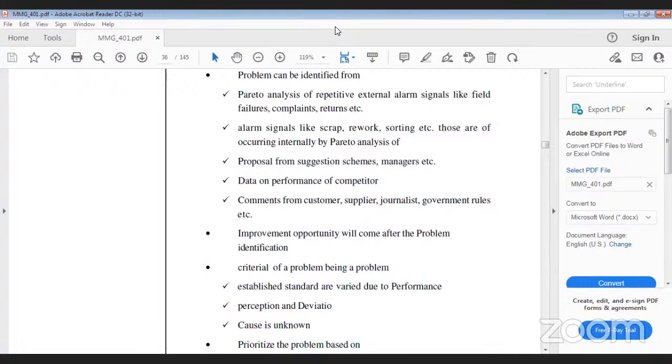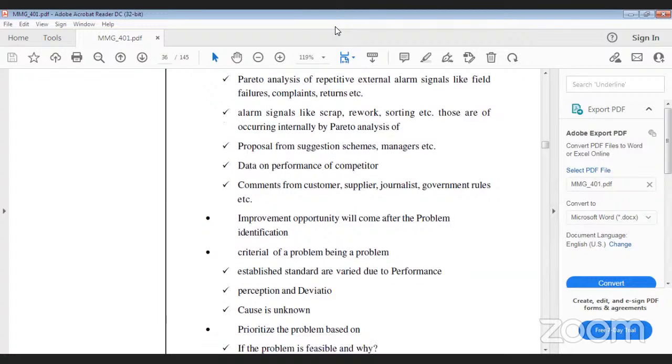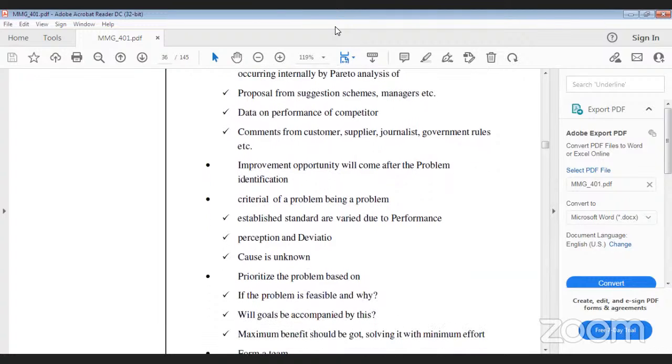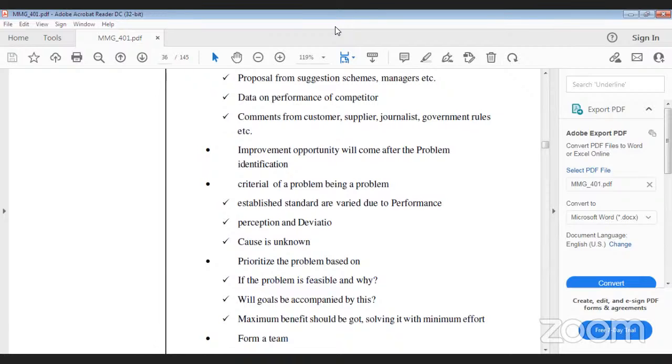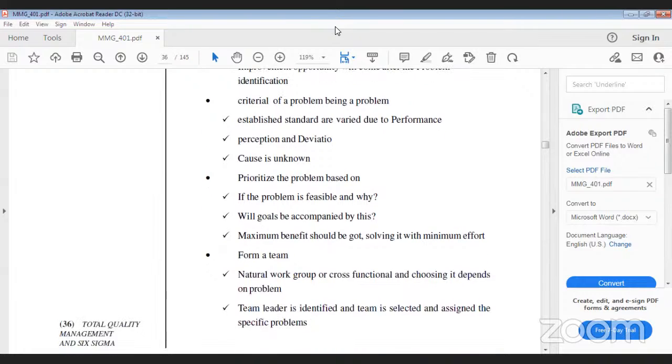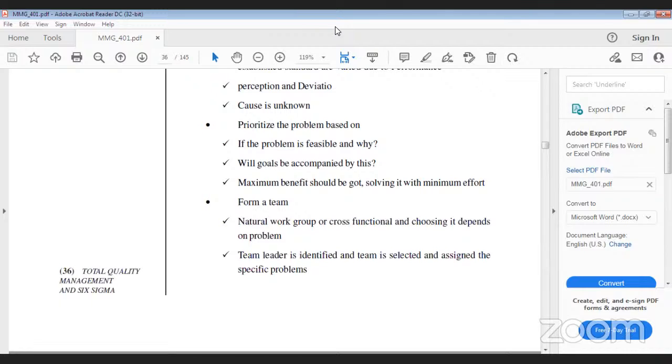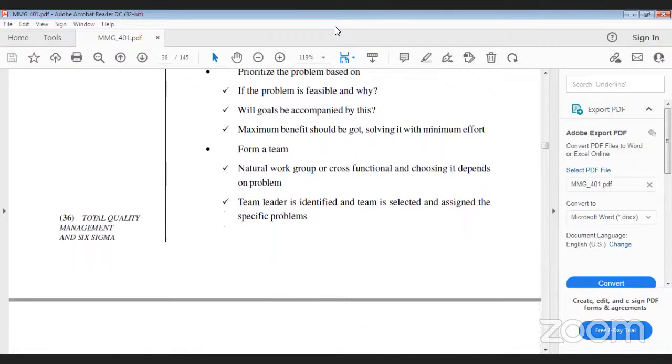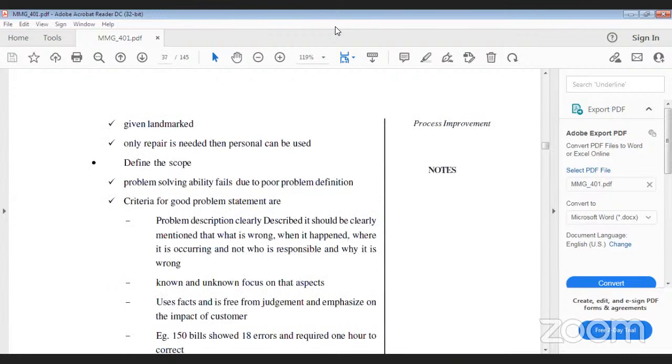Improvement opportunity: critical of the problem being a problem. Established standards are varied from performance, perception of defects, and unknown causes. Then set priorities of the problem based on whether the problem is feasible and why, and whether goals will be accomplished, with maximum result or benefit from solving it with minimum effort from a team. Form a natural work group, and there should be a team leader. Then some points on trend landmarks: only repair is needed for the personnel to be used here.